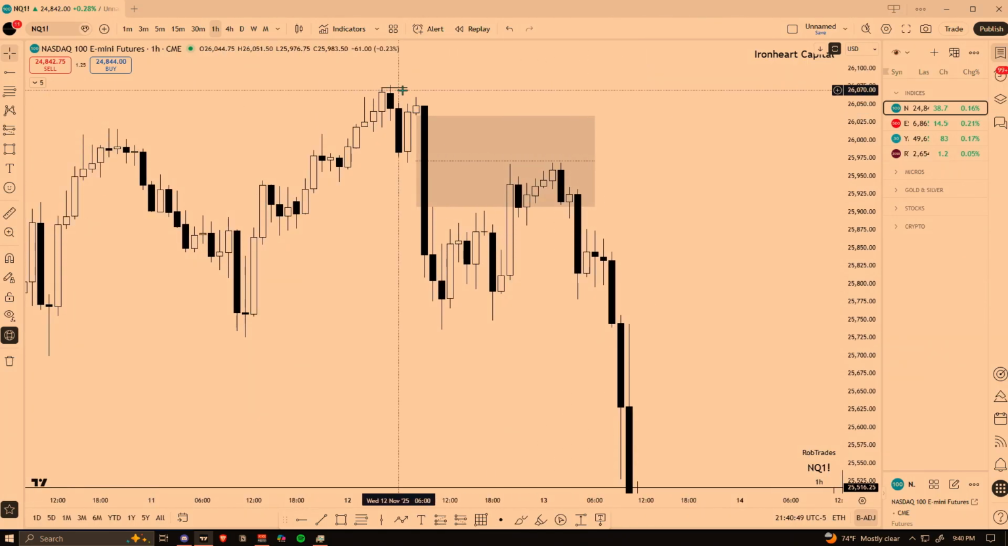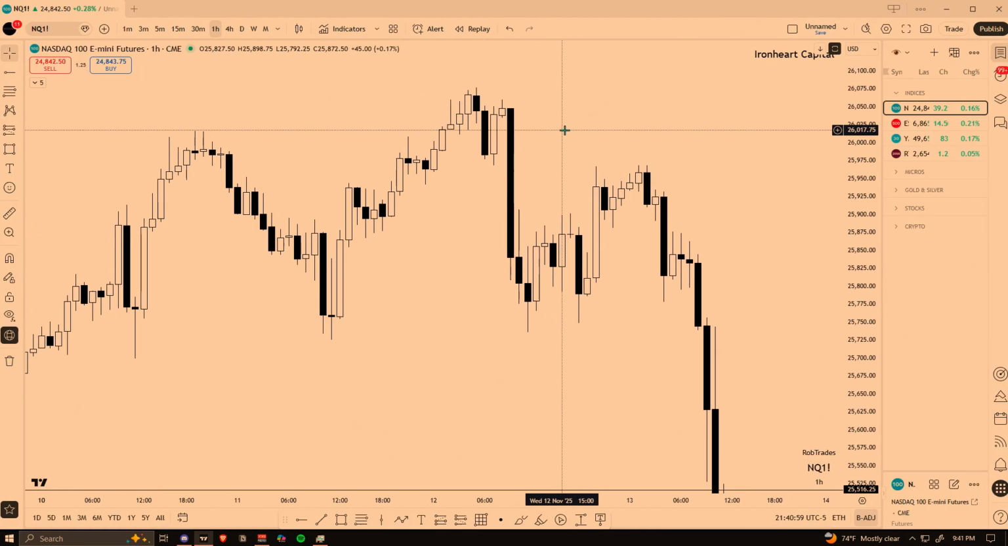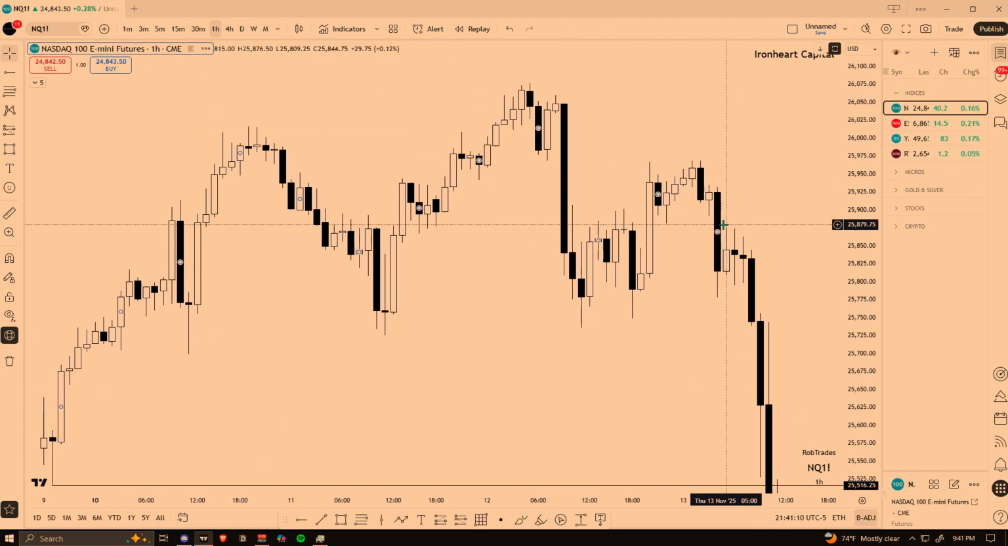Everything is going to work if you are onside with the drawn liquidity and if you are trading with the higher time frame order flow. That's what I like to stress. If you're able to align multiple time frames in one direction and then you get your entry model with a fair value gap or an order block, that's when you're going to have your highest probability trades.